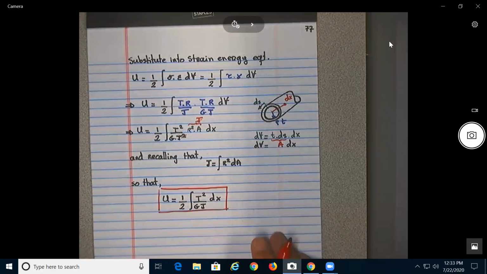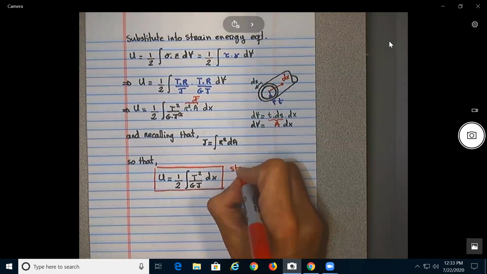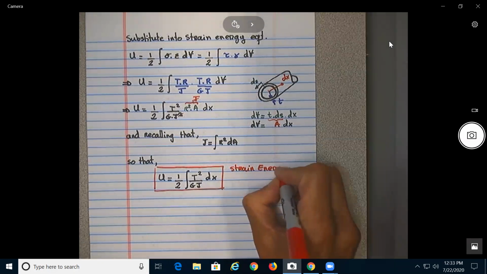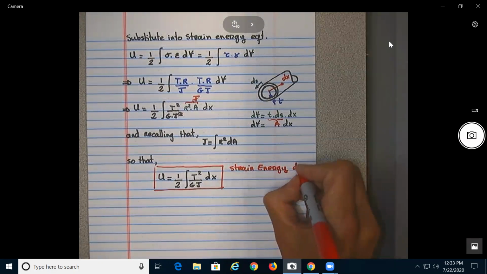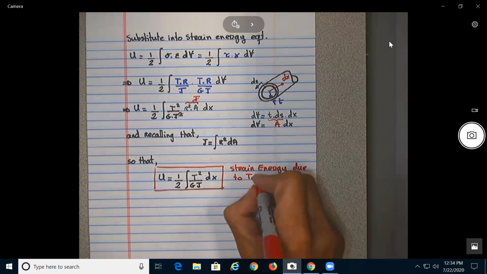So this one will be the strain energy relation due to torsion.